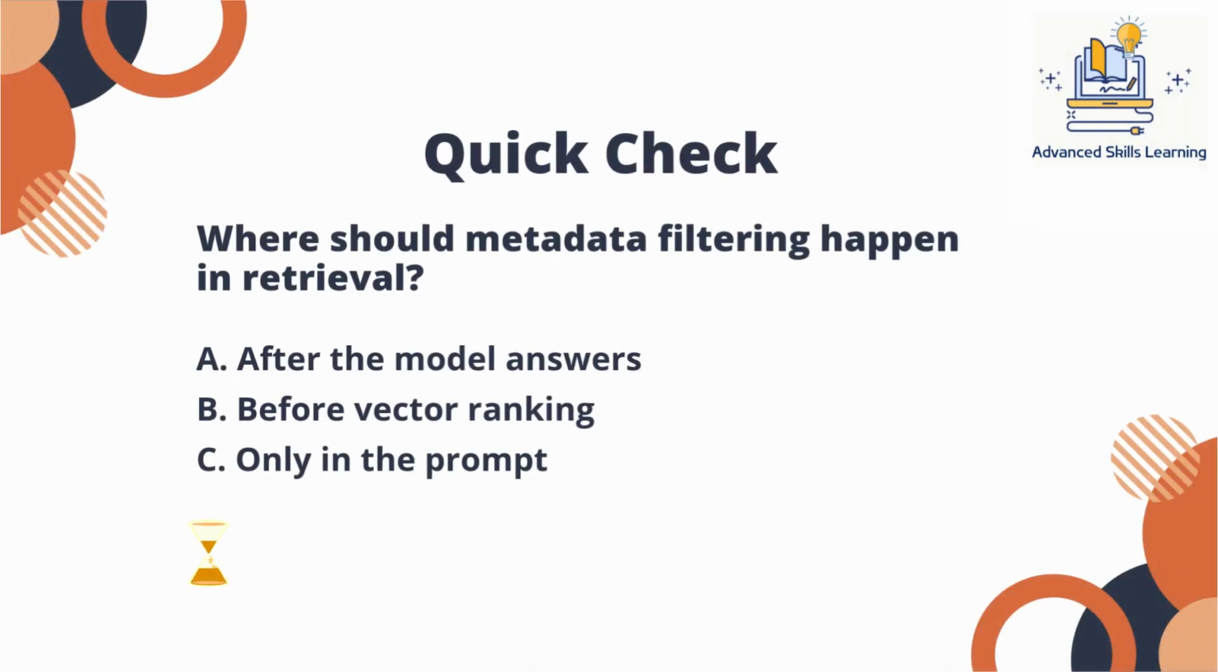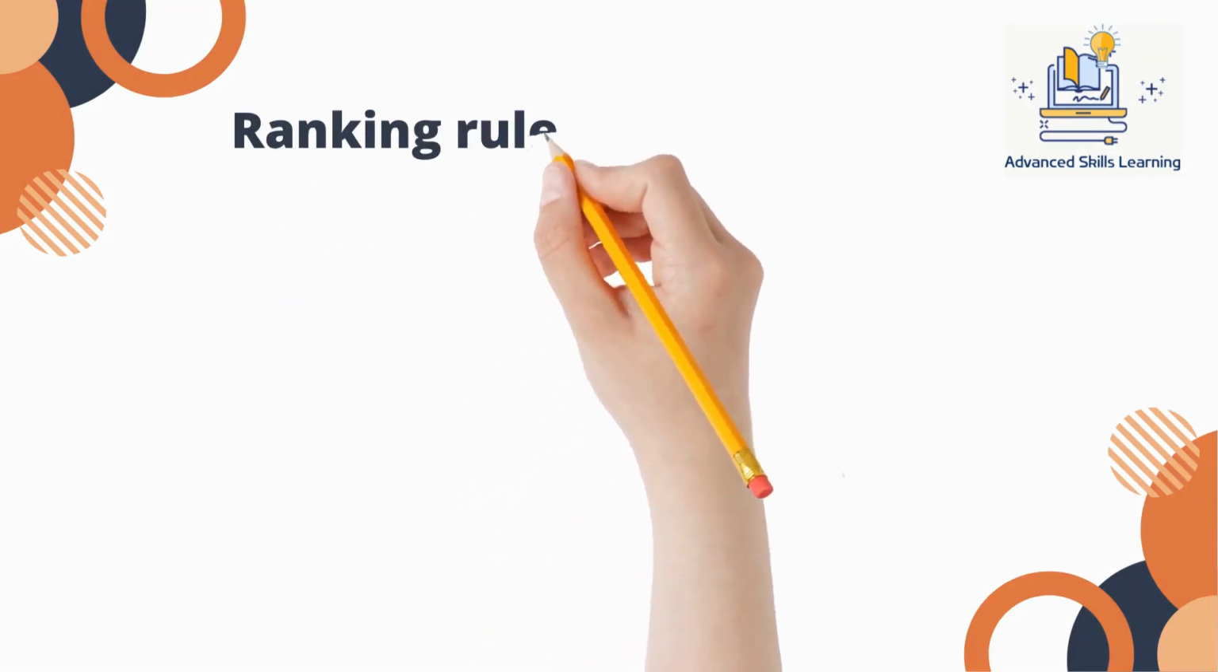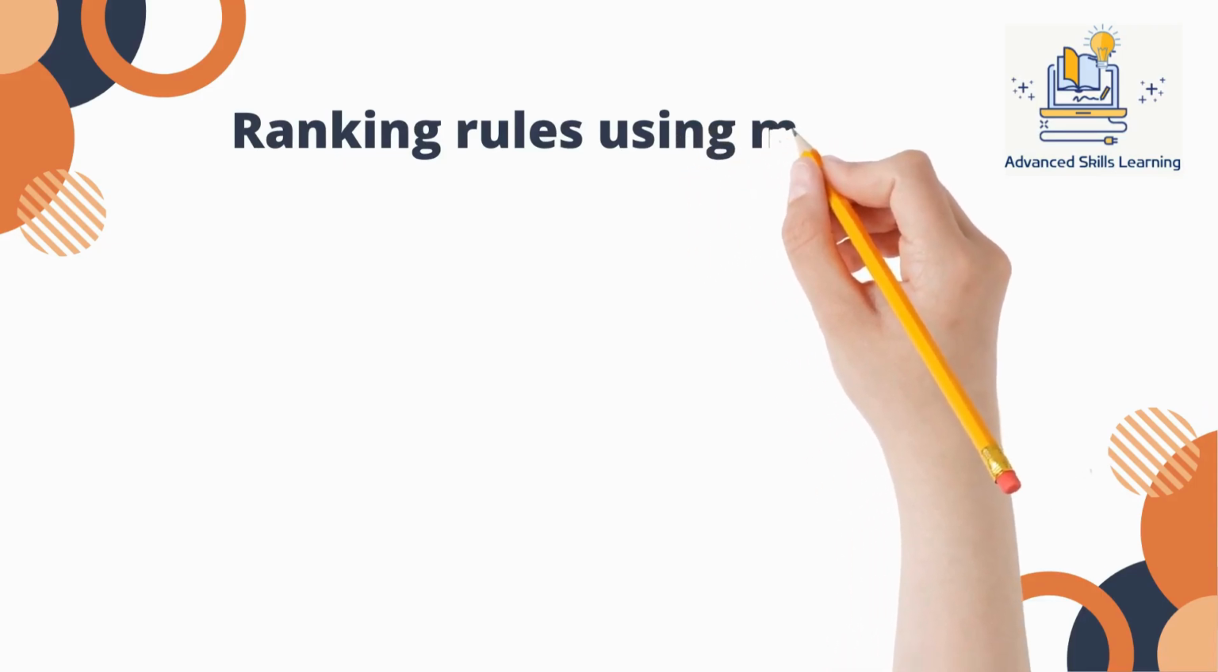Quick check: 2 seconds. Where should metadata filtering happen in retrieval? A. After the model answers. B. Before vector ranking. C. Only in the prompt. Keep your guess. The answer is B. Before vector ranking. Filtering is a retrieval stage control. It narrows the candidate set so ranking and generation start with better evidence.